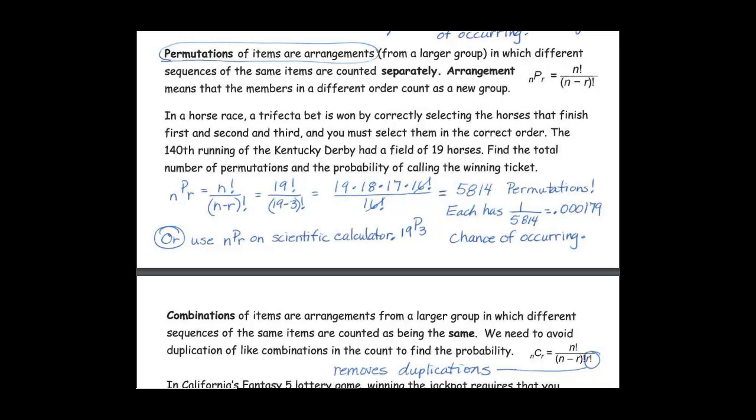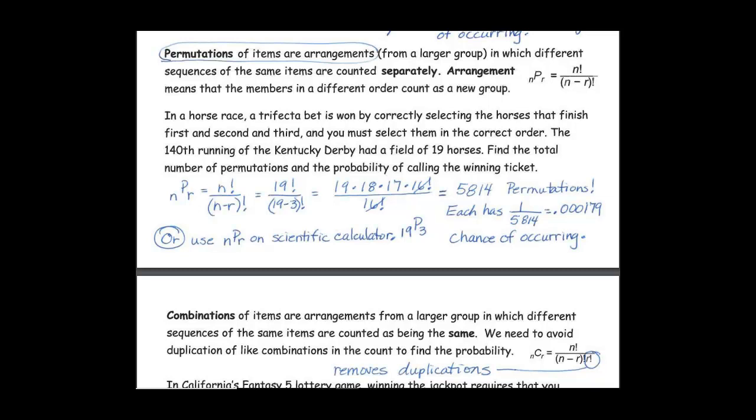In a horse race, a trifecta bet is won by correctly selecting the horses that finish first, second, and third, and you must select them in the correct order to win the trifecta bet. Okay, in the 140th running of the Kentucky Derby, they had a field of 19 horses. So we want to find the total number of permutations or possibilities for how the top 3 horses could have come in, and then find the probability of calling the winning ticket with all things being equal.